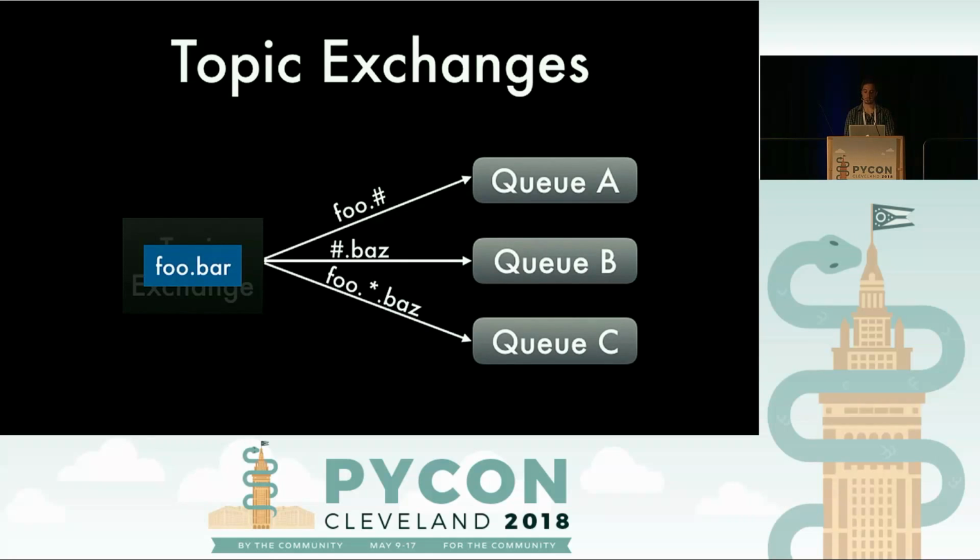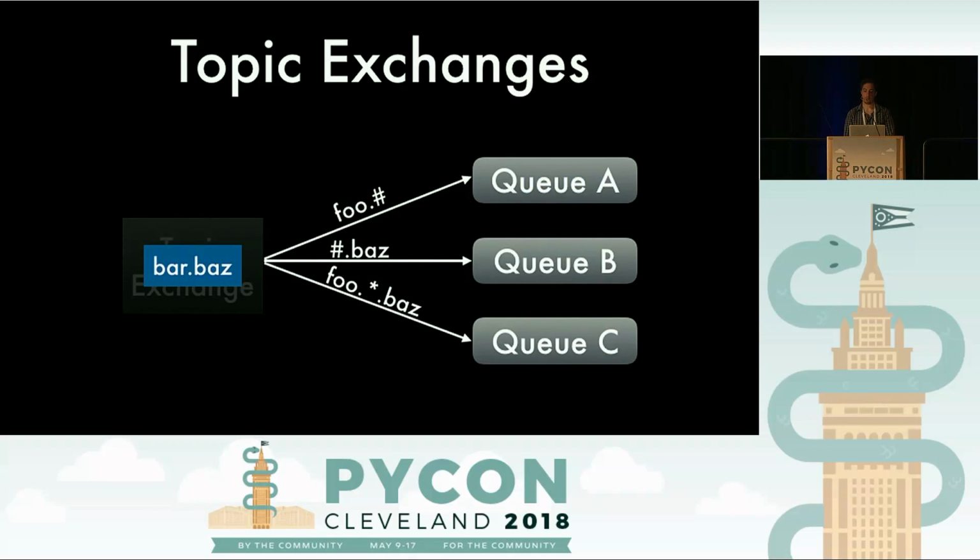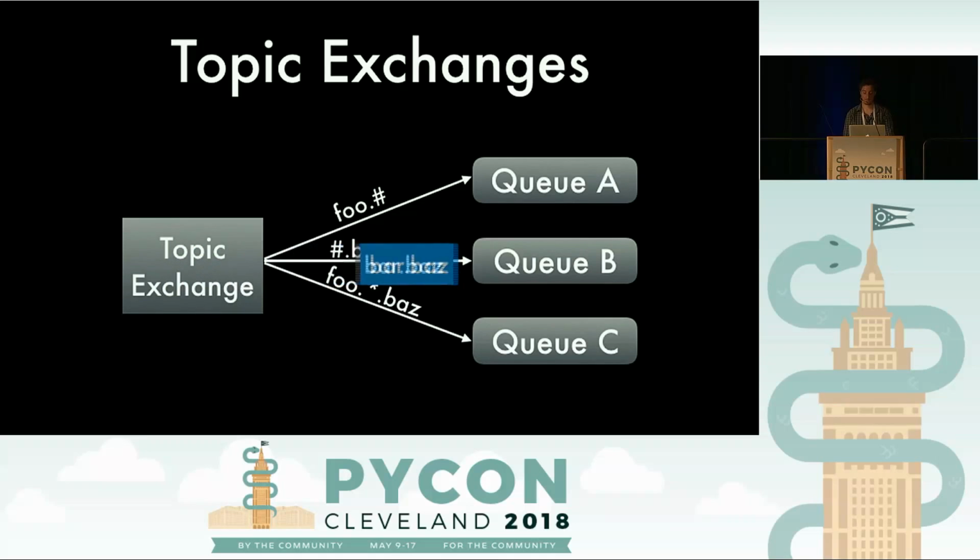Here, a message with a foo.bar routing key only matches the binding to QA since it starts with foo and ends in anything else. Routing key bar.baz only matches the binding to QB since it ends in baz and begins with anything else. Both of these messages did not get routed to QC because QC requires a routing key of exactly 3 words, and those only had 2.